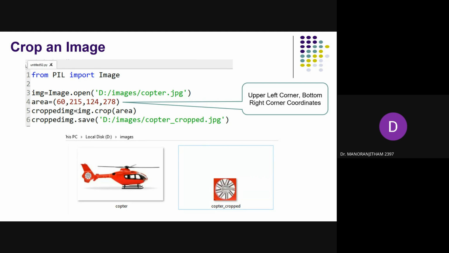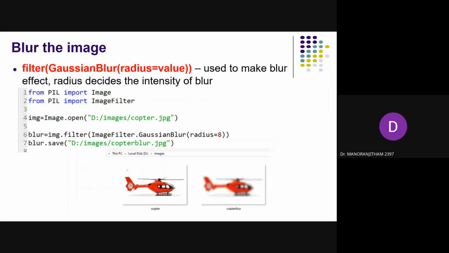Crop: if I want to crop a particular area in the images, you can use the crop function. But before that, you have to specify all four sides, like the upper left corner and bottom right corner coordinates. Accordingly, it will crop the particular part. From PIL import Image, then image equal to Image dot open, and for the four sides of the cropped image you have to mention them, and then you can show it. So crop is the function which is used to crop the particular area.